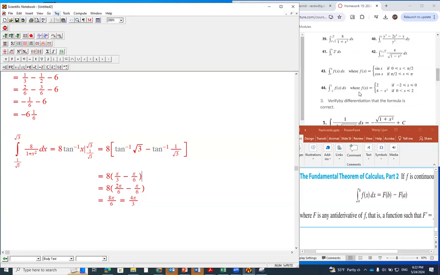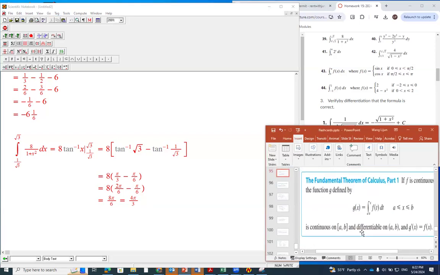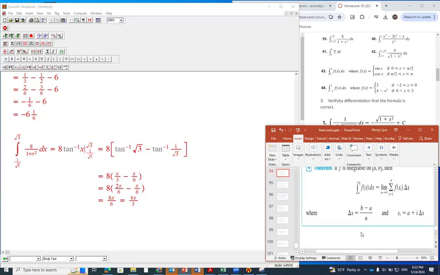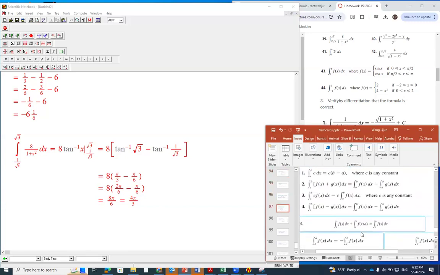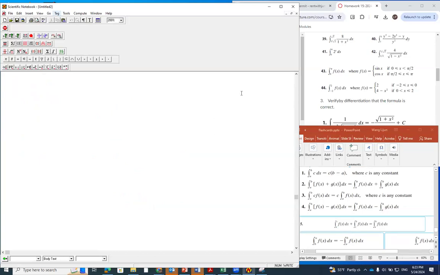Next one, I'm looking at 43. Because in 43 we have 2 pieces, piecewise function integration. In that case, what do we do? For a piecewise function, the interval has different rules. We're going to use this property, separate the intervals. So let's see how we're going to separate it.